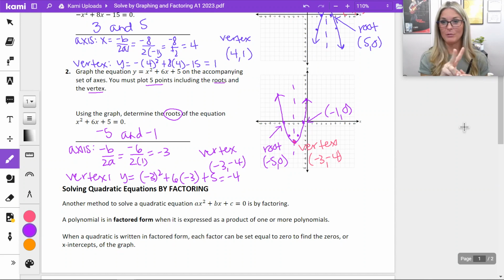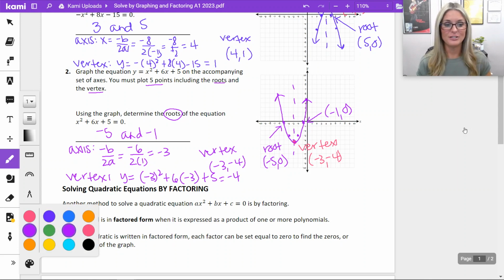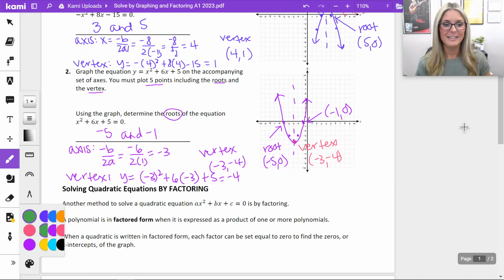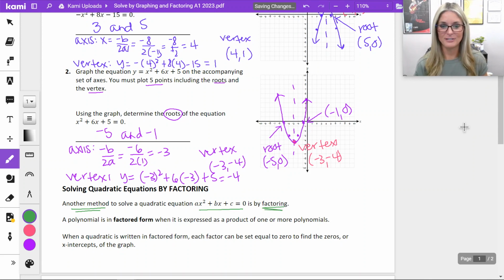The second method we're going to look at today is by factoring. Before we learned how to graph, we actually factored some polynomials, so we're going to pull that concept back in. If you need to review those lessons, you can go back. You still have access to those on Delta Math. So solving quadratic equations by factoring, and that's what we have here on our notes. Another method to solve a quadratic equation is by factoring.